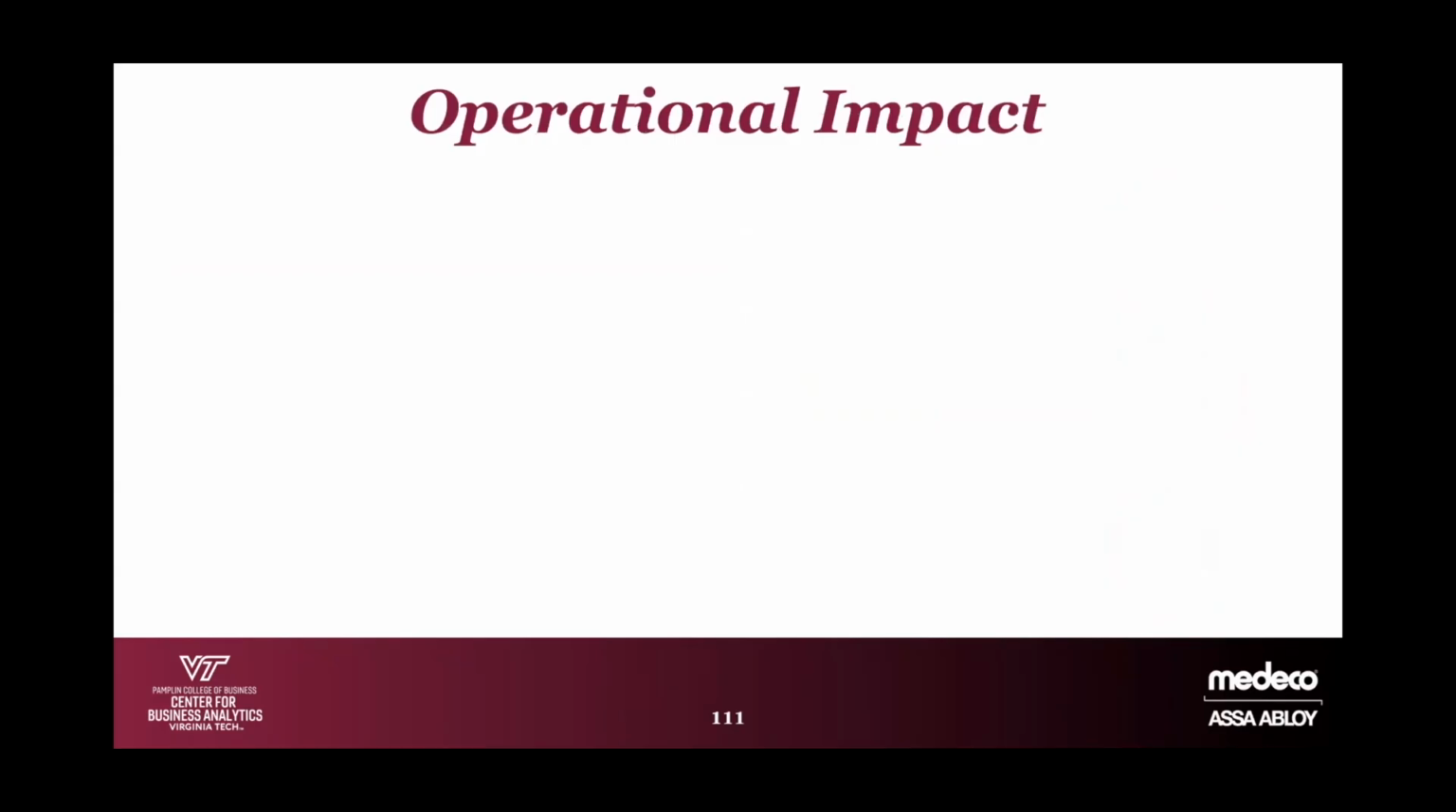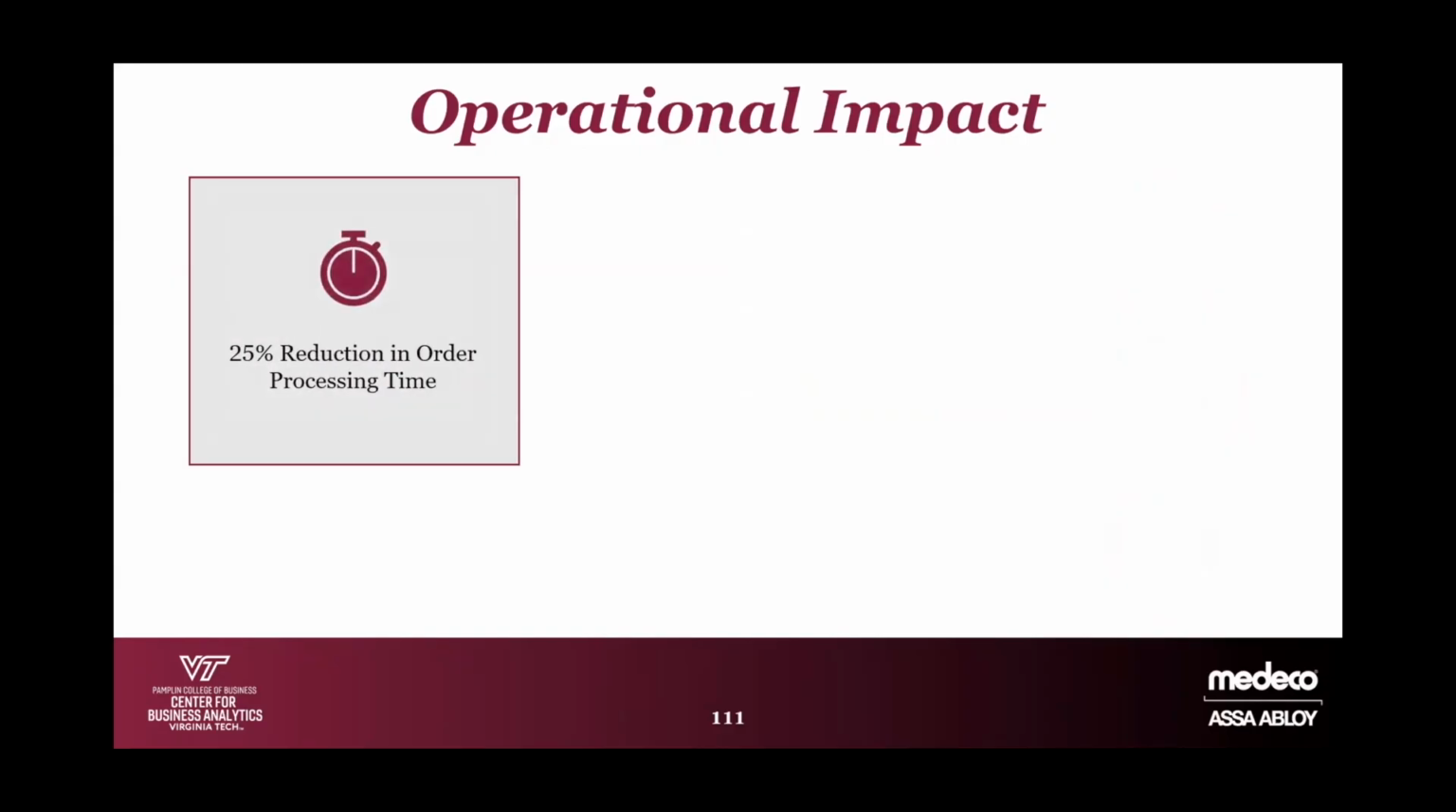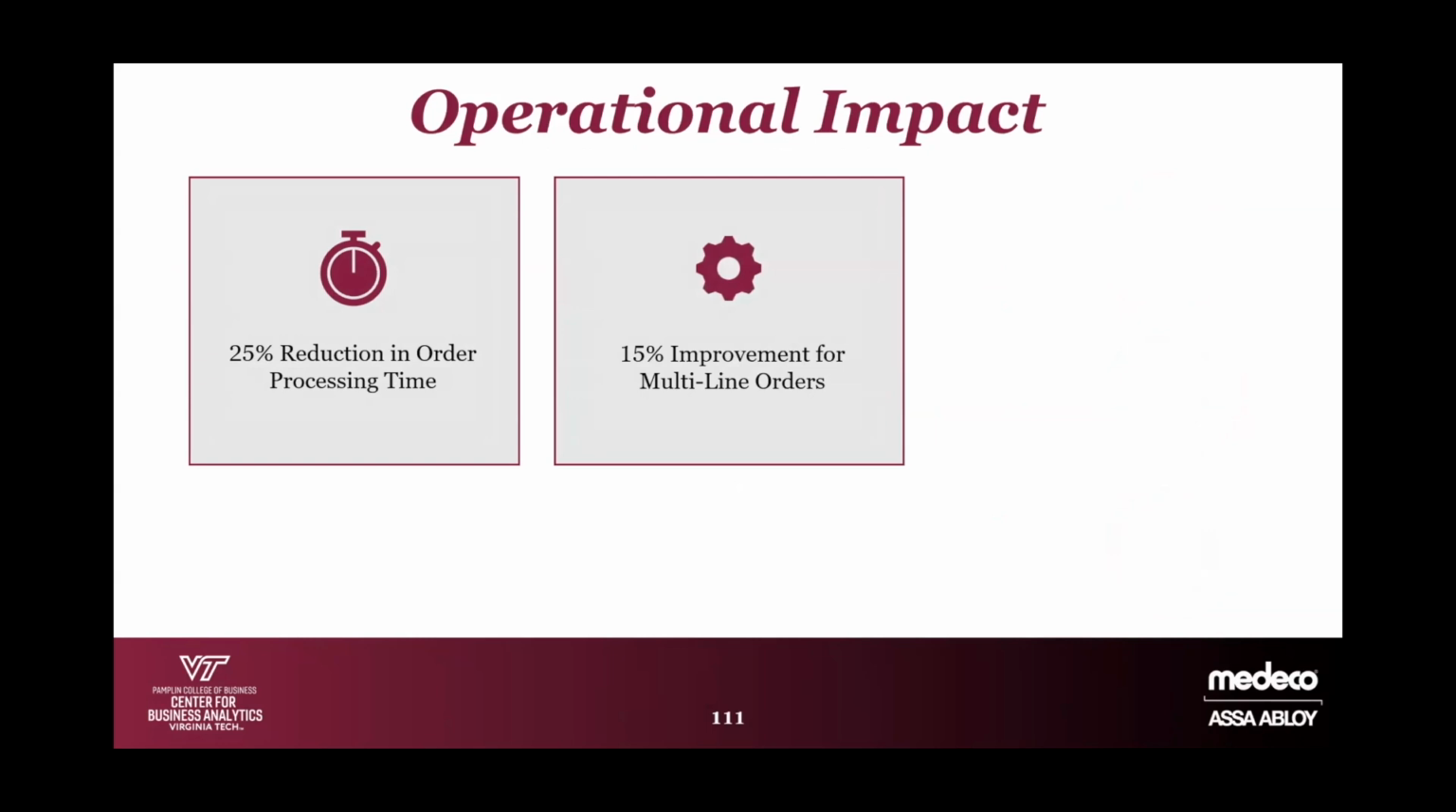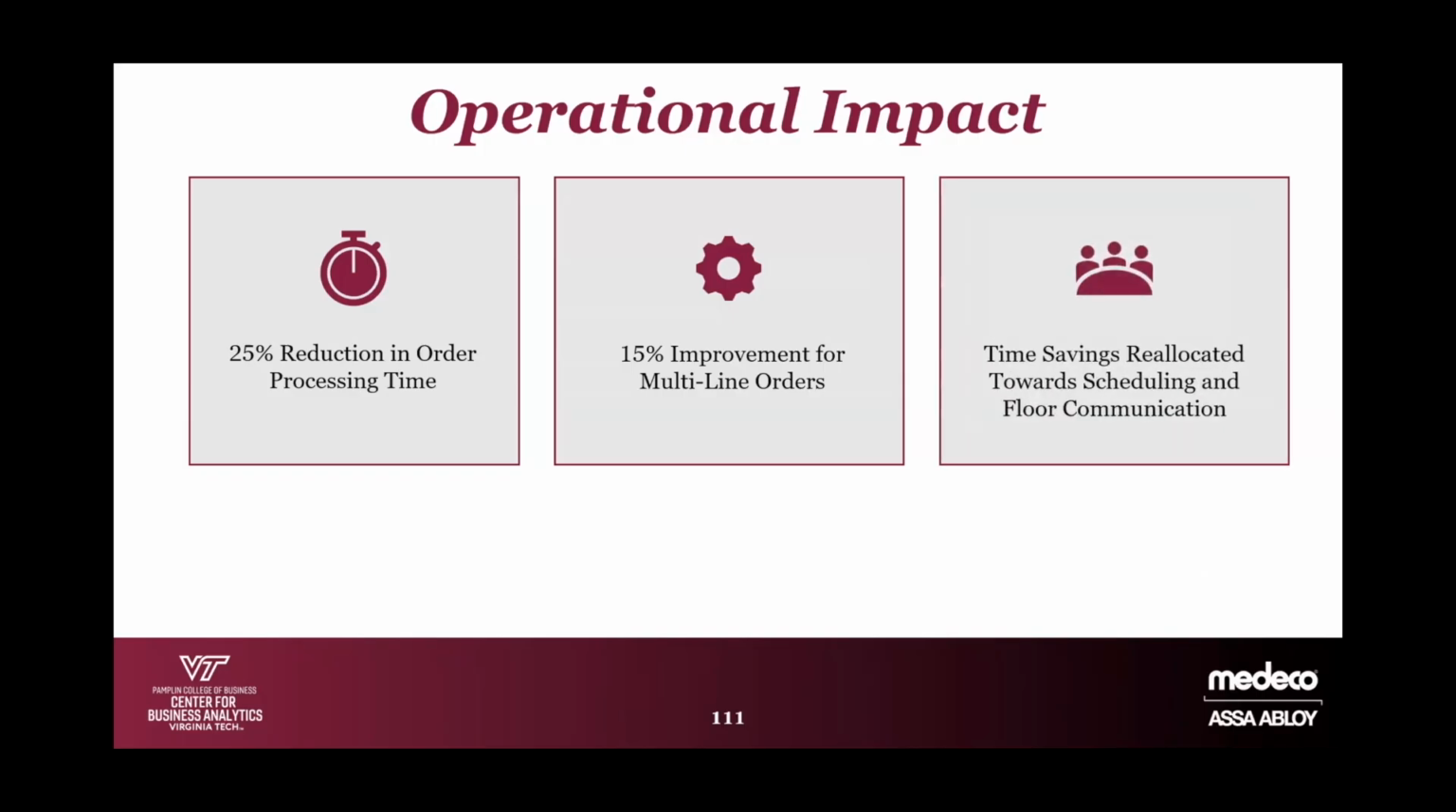Thank you, Ritika. From an orders processing standpoint, there was a 25% reduction in order processing rate. And there was also a 15% improvement in multi-line orders compared to before. Another benefit here is that the toolkit is used by the schedulers daily. From the time that it saves, they're able to focus on actual scheduling work and focus on forward communication instead of supporting the process manually.